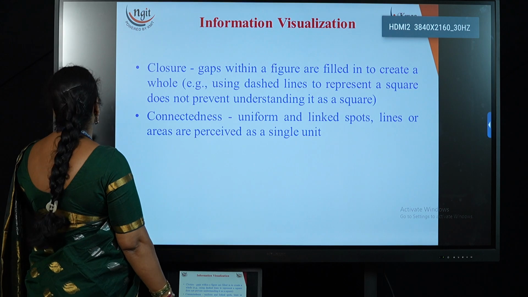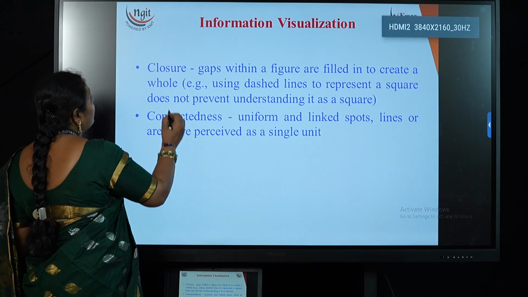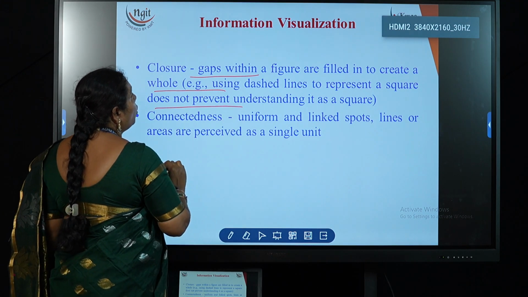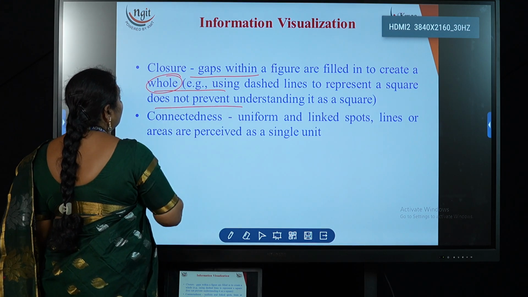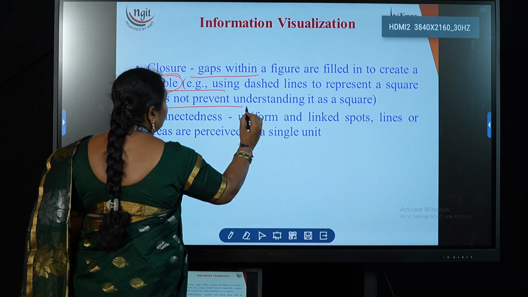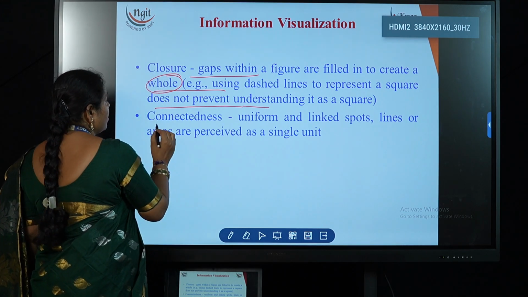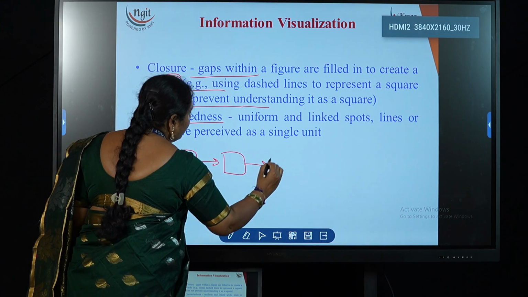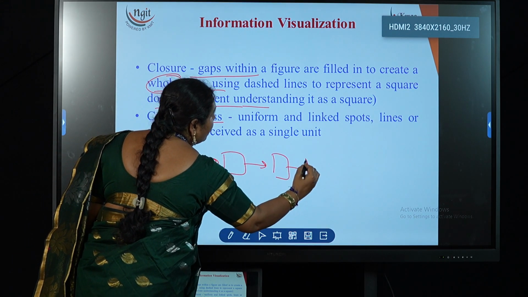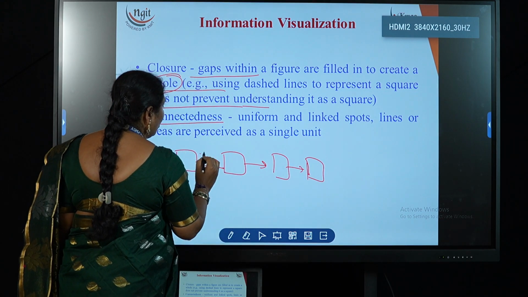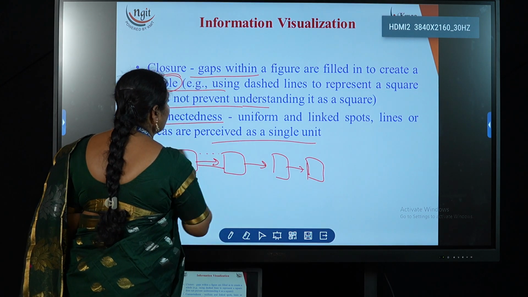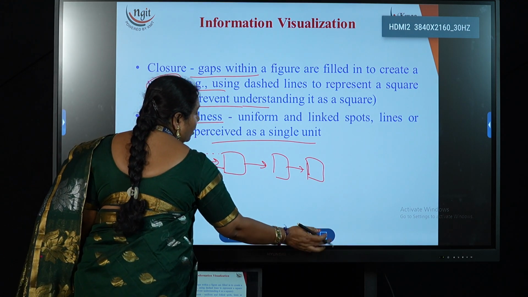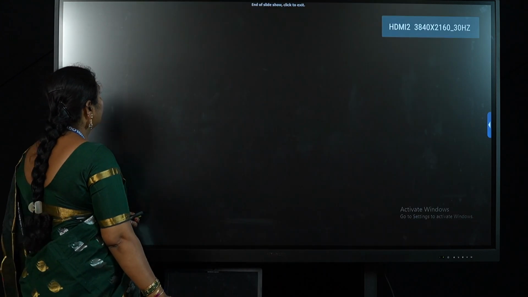Next one is closure. If you have gaps within the figure, you have to complete it as a whole, or you have to mention that there is no relationship between them. Otherwise, it will not be understandable. Connectedness: always your linkage should be there from one image or one item to another item using a line or dotted lines, or you can use a single unit also, or you can mention some area graphs also. So this is connectedness.